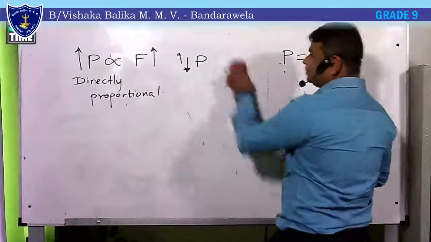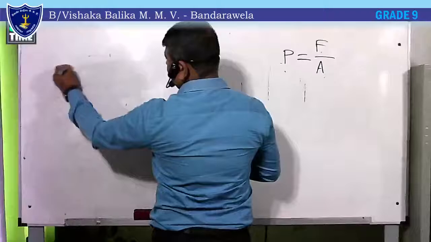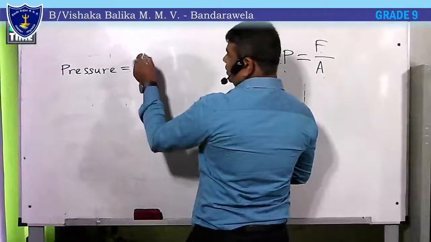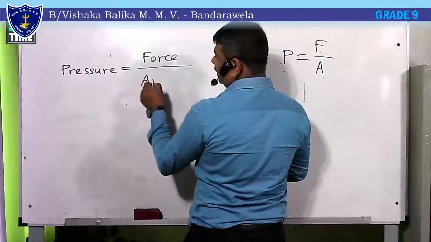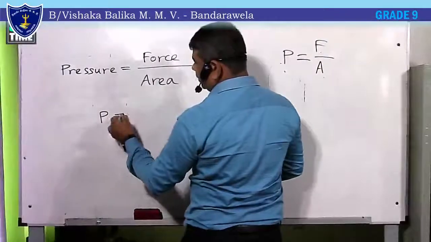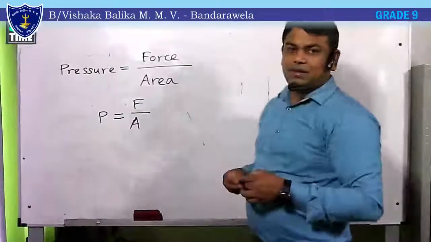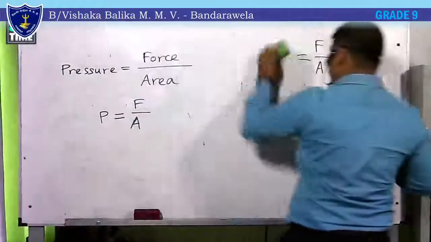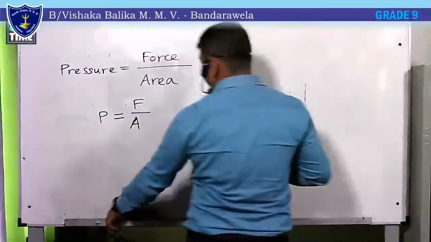So look at this. Solid pressure equals force exerted divided by the area. With symbols we write it: pressure equals force divided by area. That's it. Now we have to find the units of pressure. Let's find the units of pressure.